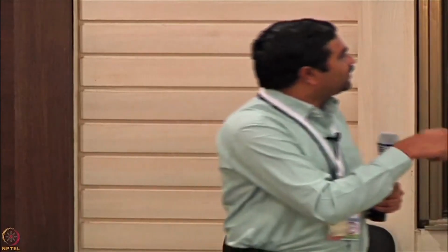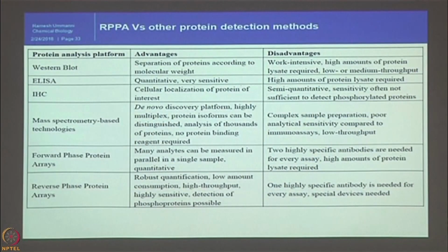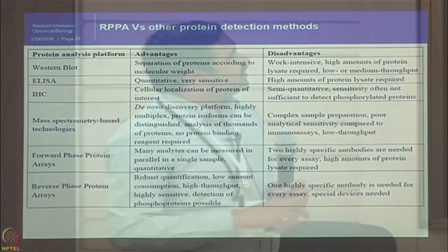And mass spectrometry based technologies, I am not saying that they are not good. In fact, it is a de novo discovery platform. Highly multiplexing can be done, protein isoforms can be distinguished, thousands of proteins can be analyzed, and no protein binding reagent is required. It is just direct injection of the sample. This is the main advantage.